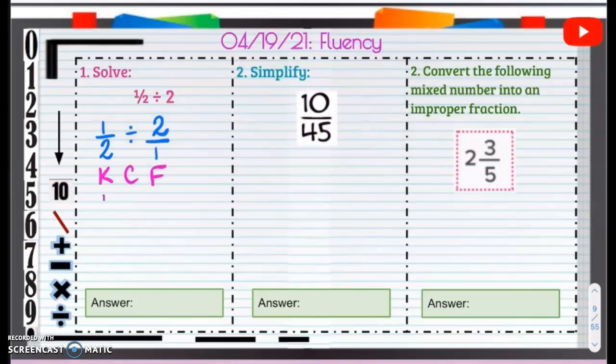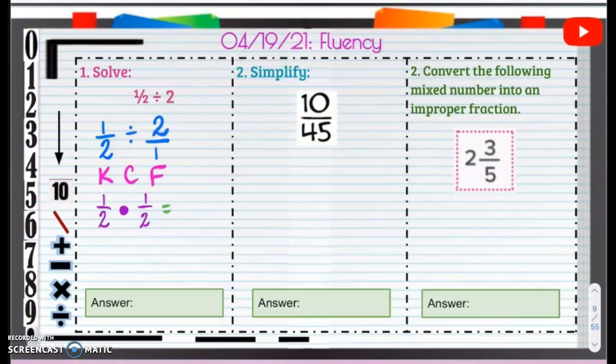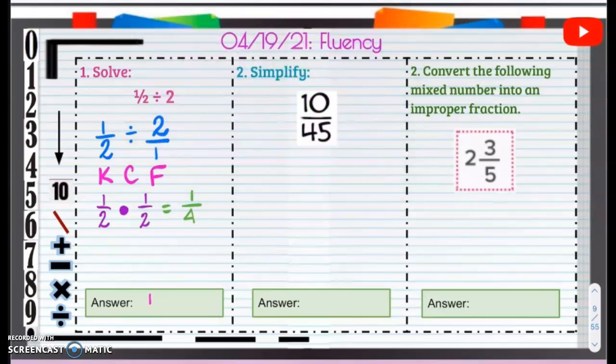We keep that first fraction as 1/2. We change that division symbol to a multiplication symbol. And we flip that last fraction to 1 over 2. Now we multiply straight across. 1 times 1 is 1. 2 times 2 is 4. Guess what our answer is? 1/4. Woohoo! All right, let's take a look.